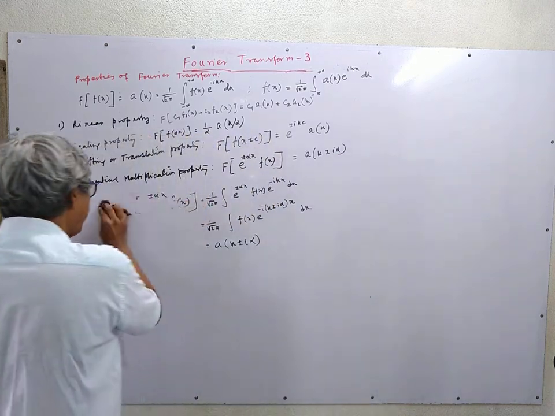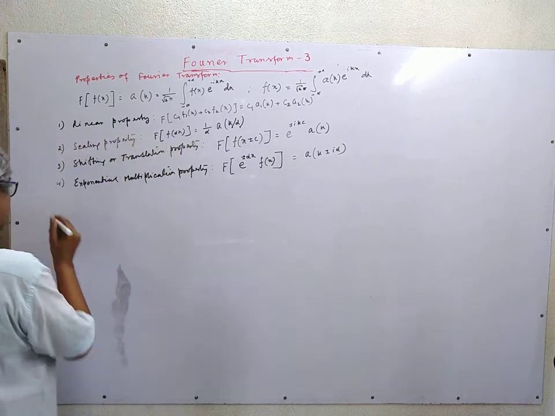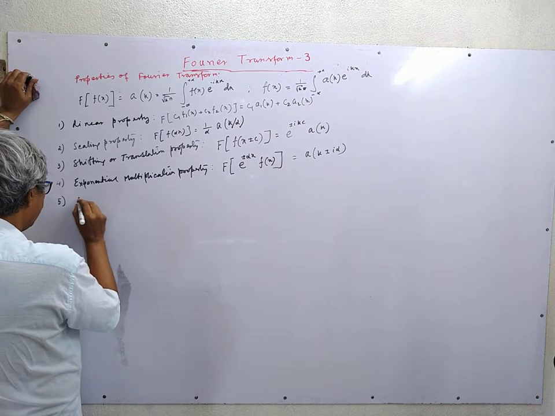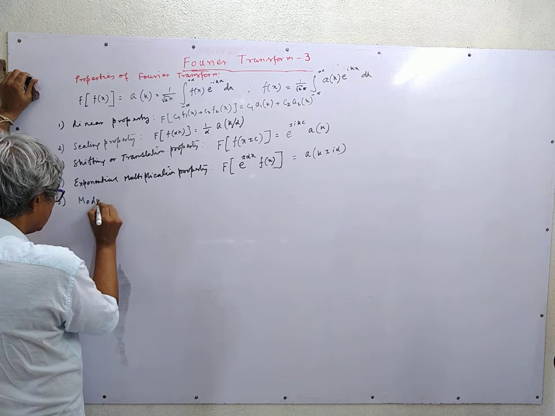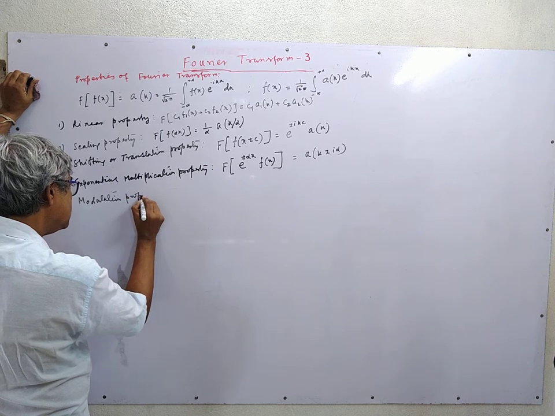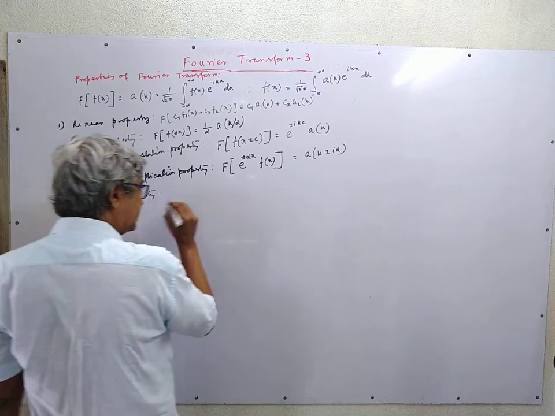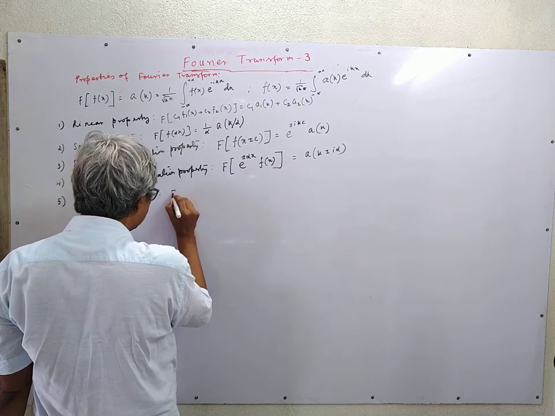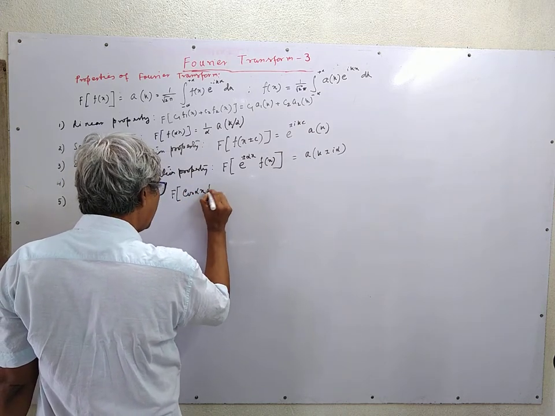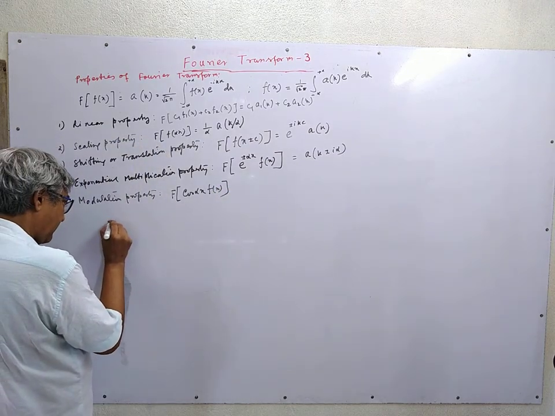Now coming to the modulation property. Modulation property means the function is multiplied by a sinusoidal wave. So here there will be two statements. One is the function f is cos alpha x f of x. So let us consider the Fourier transform of this.